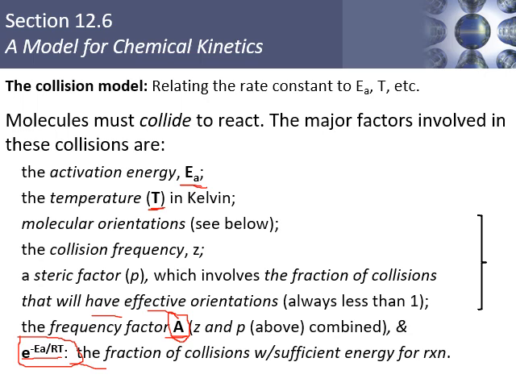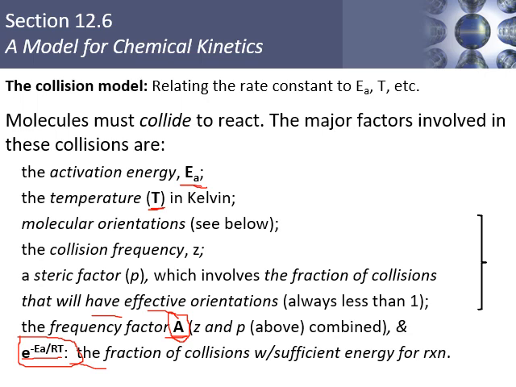In other words, you're going to get the number of collisions, which we call K. That's the same K we've been talking about the whole chapter. It is the rate constant. We can get that by multiplying A times e to the minus EA over RT, which isn't on this slide, but we'll see it in a moment.